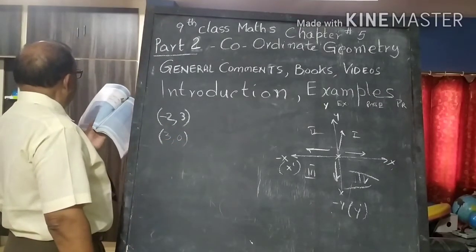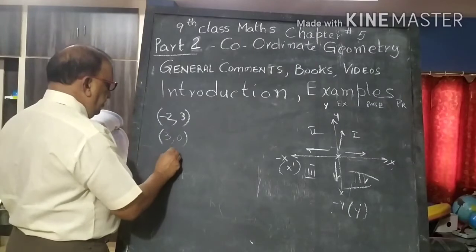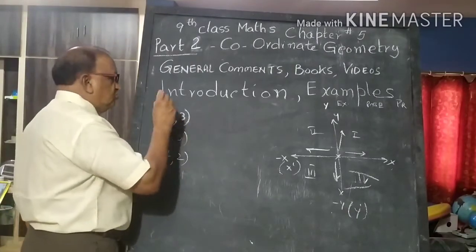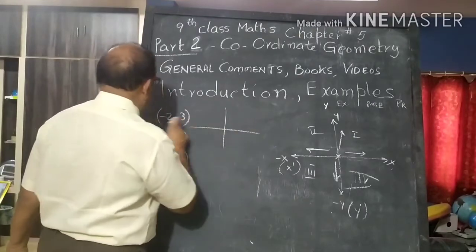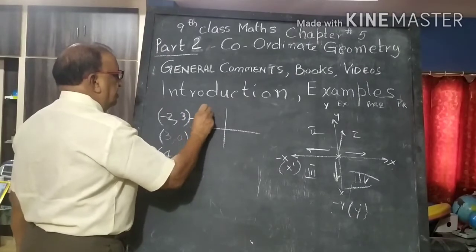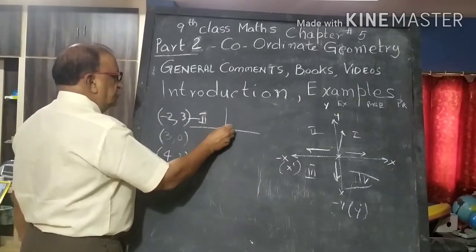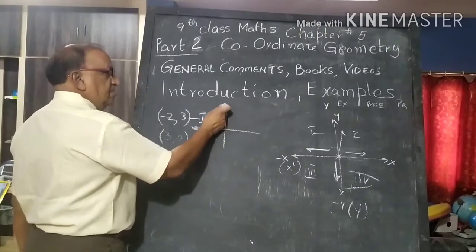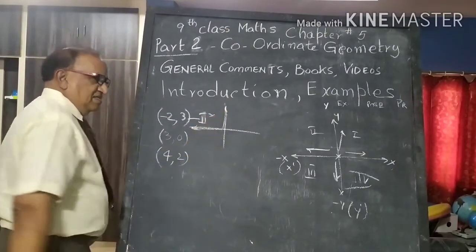And then let's say (4, 2), like that. So you see this one, which quadrant is it? The x coordinate is negative and the y coordinate is positive. That means this is the second quadrant. Right? This is negative, this is positive. Minus 2 this way, 3 up. So its point is somewhere there.